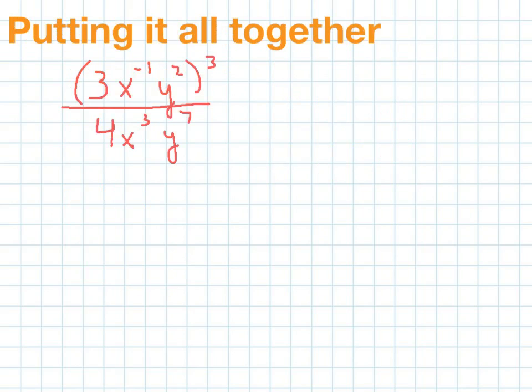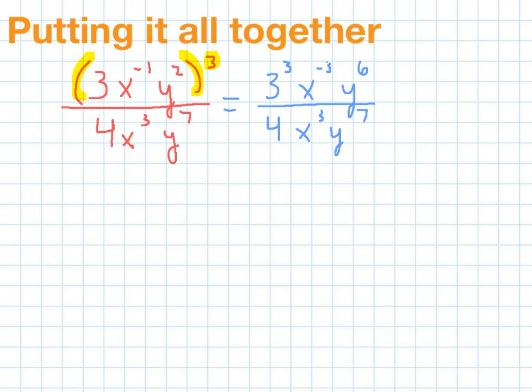We're going to put this all together with the other rules that you've studied. Looking here first, we want to first deal with the power of a power, because I see the parentheses and the outside exponent. So I'm going to have on top 3 to the 3rd power. x will be negative 1 times 3. y will be 2 times 3. And at the moment my denominator will stay the same. Again, we're doing a rewrite to show we have understanding.